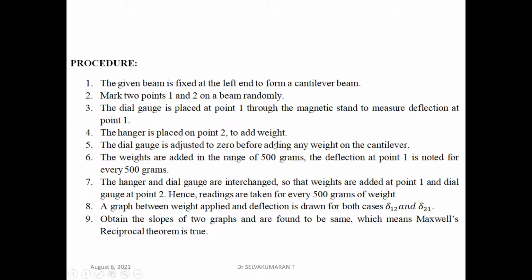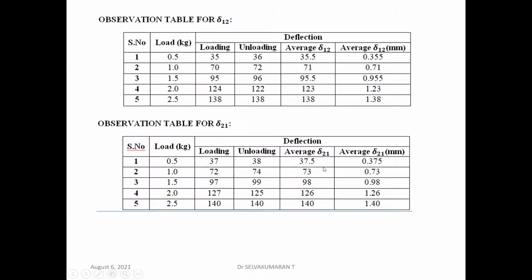So this is the procedure. Whatever I have explained in the beginning is the same thing written here. For every 0.5 kg increment, we record the loading values here. Then you remove 0.5 kg and enter the unloading values, take the average of these two, and multiply this by 0.01 to get the deflection value in millimeter. These are the direct dial gauge readings, these two columns, loading and unloading. So this is for delta 2,1.